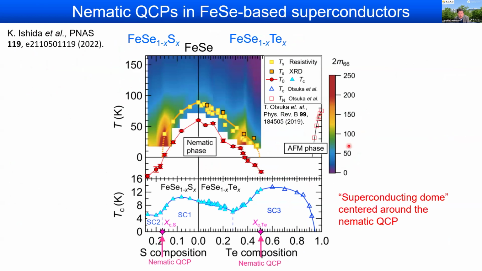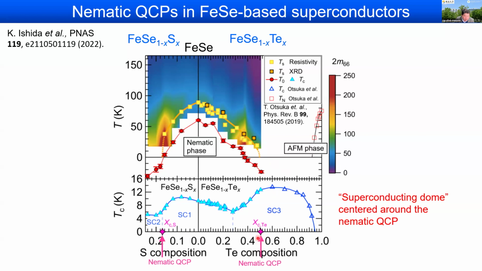So we have been working on the isovalent substitution systems. Here is iron selenium, and on the left-hand side we substitute selenium with sulfur, which is isovalent to selenium. We can also compare with iron selenium-tellurium, another isovalent system. In both cases, you can suppress the nematic transition temperature. In this phase diagram, we have two nematic quantum critical points, one here on the sulfur side, and one here on the tellurium side.